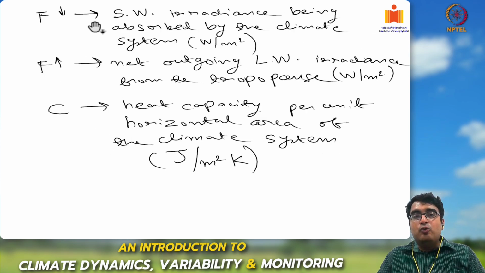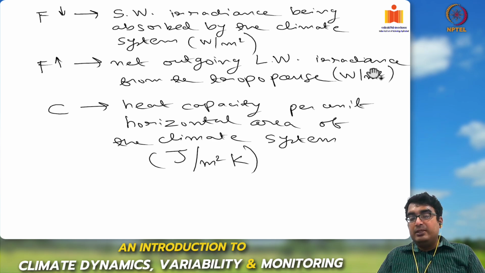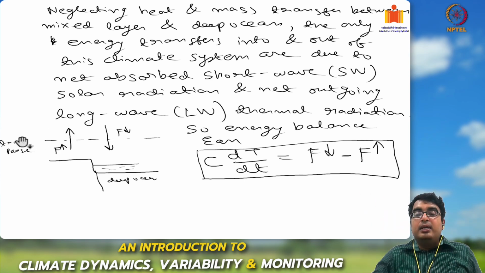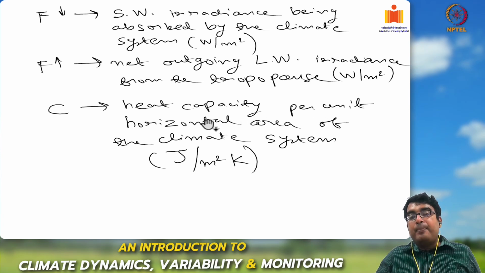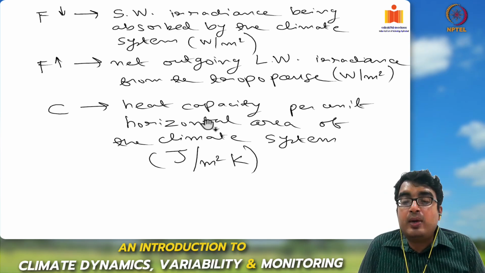So, here F downward is the short wave irradiance, watt per meter square, being absorbed by the climate system. F upward is the net outgoing long wave irradiance or radiation flux from the tropopause, watt per meter square. C is the heat capacity per unit horizontal area of the climate system. So, here because it is an area based system, because this is kind of a surface, you have to put the heat capacity on an area based level, heat capacity per unit horizontal area of the climate system. So, joules per meter square Kelvin.